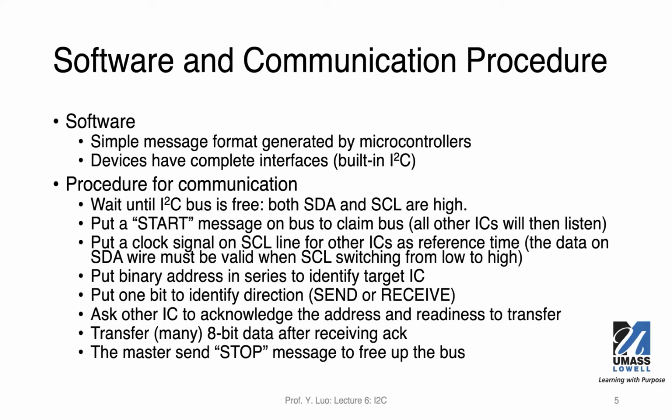The general procedure for communication. We generally have a master device and several slave devices. You can have the master talk to any one of these slave devices one by one, not at the same time. The reason is that this is still a bus, so you cannot have more than one talk at the same time. Otherwise, there will be a lot of interference, and you won't be able to tell which signal is the valid signal.